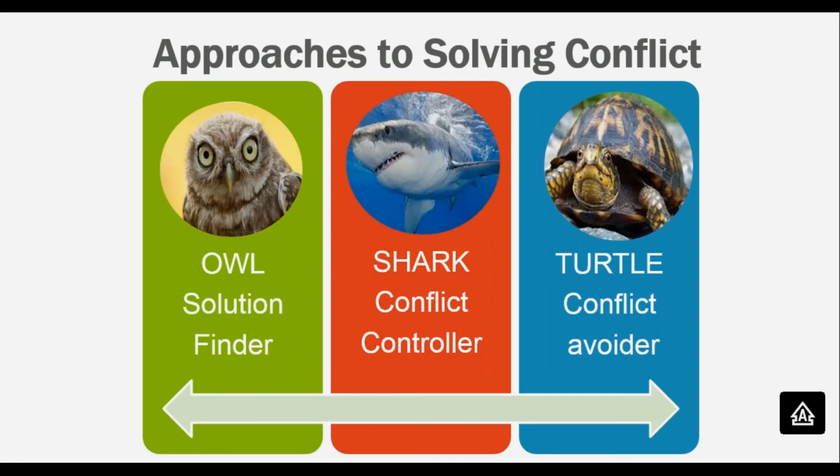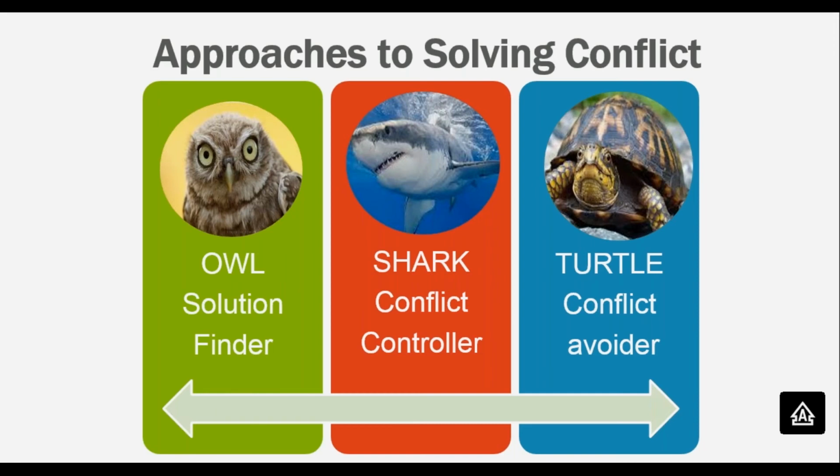Let's start with an owl. What are some characteristics of an owl? Students will share. They're studious. They're careful. They think. They're smart. They're a problem solver. How might an owl solve a conflict? Well, owls try to think about many different ways to solve a problem. They're thoughtful. They try to come up with a solution that addresses everyone's concern.